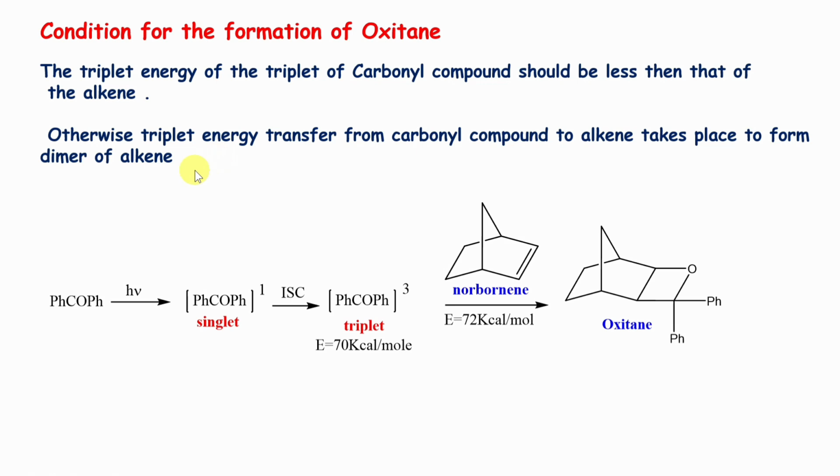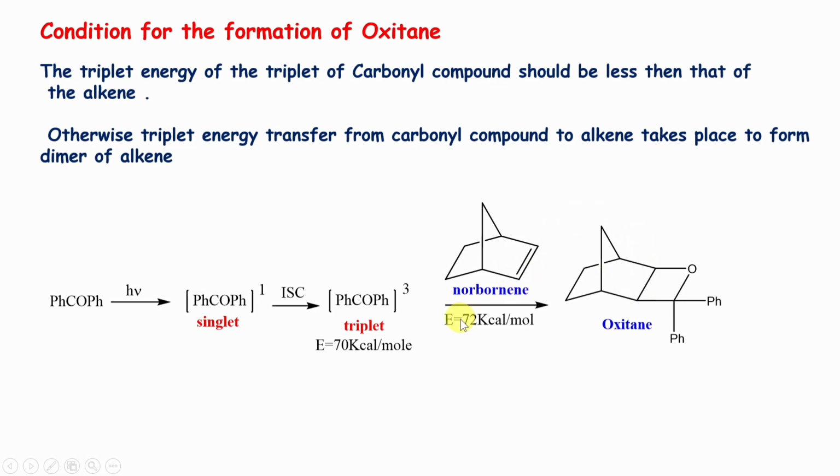For example, here it is benzophenone, which on irradiation first gets converted into its excited singlet, then through intersystem crossing it gets converted into its triplet, with a triplet energy of 70 kilocalories per mole. But the triplet energy of norbornene is 72 kilocalories per mole, which is greater than that of benzophenone. Hence no energy transfer takes place to norbornene, and the triplet of benzophenone reacts with the alkene, forming oxetane.